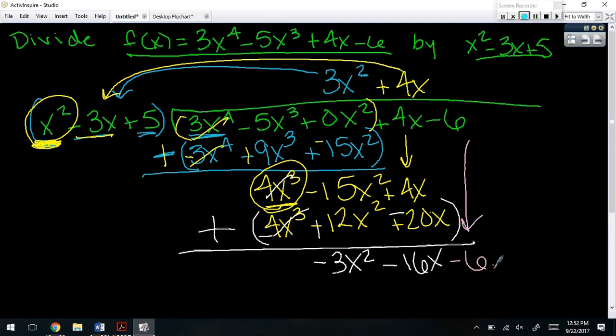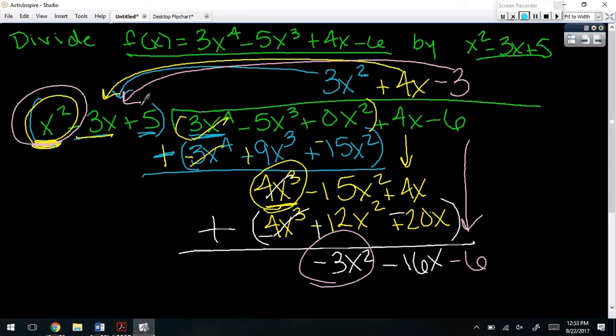All right. What do you multiply x squared by to get negative 3x squared? Negative 3. Make sure you're multiplying by a negative 3 because that's what I put up there. Negative 3 times x squared is negative 3x squared. And negative 3 times negative 3x is 9x. And negative 3 times 5 is negative 15.